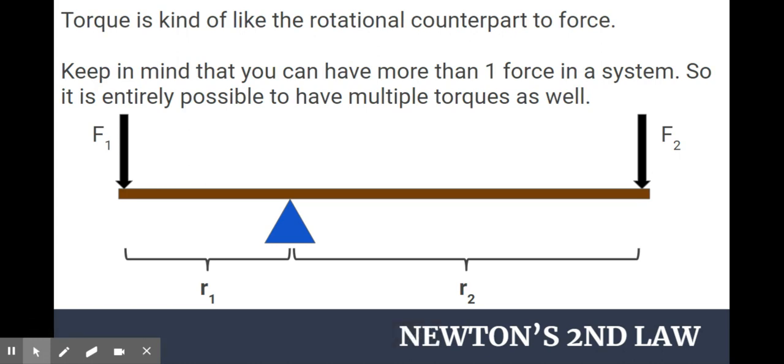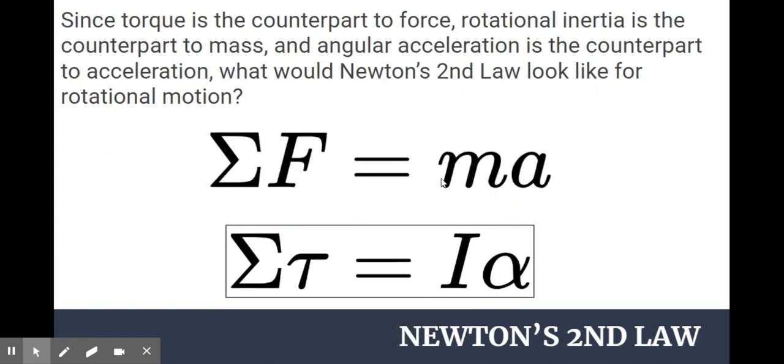Oh, that slide's out of order. Whoops. So since torque is the rotational counterpart, we're going to replace the force with torque. Okay, so we have Newton's second law right here. Instead of force, we're going to replace that with torque. Instead of mass, its counterpart is rotational inertia. And instead of acceleration, we have angular acceleration. So this is Newton's second law for rotational motion.